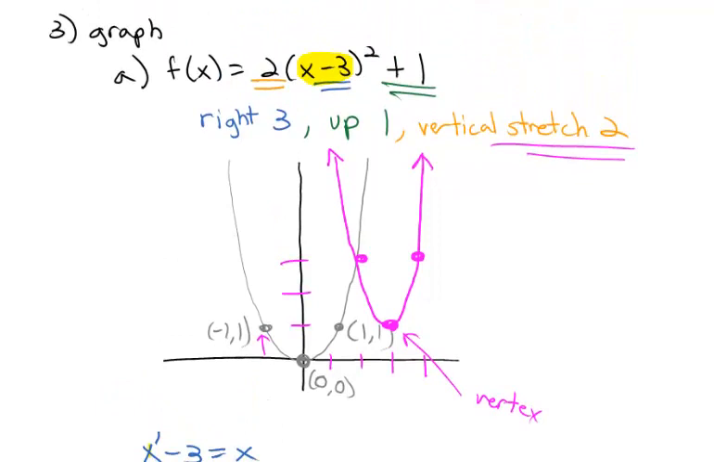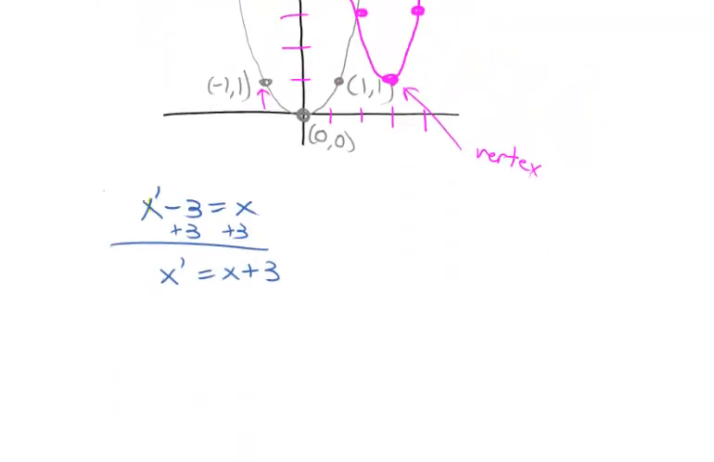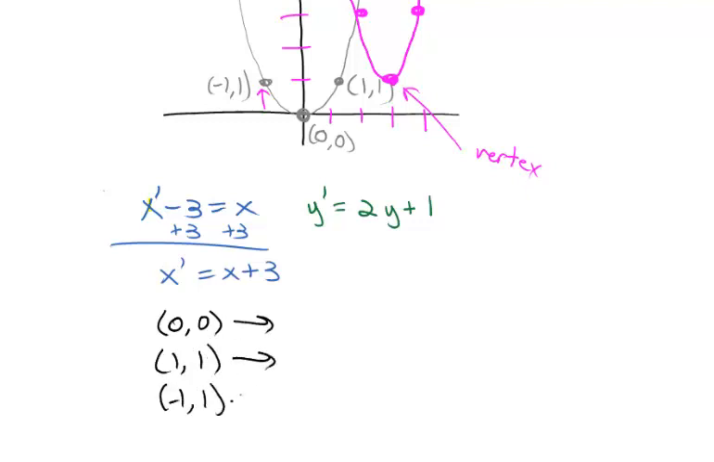Similarly, we would look at the outside stuff, the 2 times the function plus 1. 2 times the function plus 1 is equal to the new y prime. And so we take those key points of 0, 0, 1, 1, and negative 1, 1, and throw them through these shifts. Let's just do the x's right now. With the x's, we add 3.